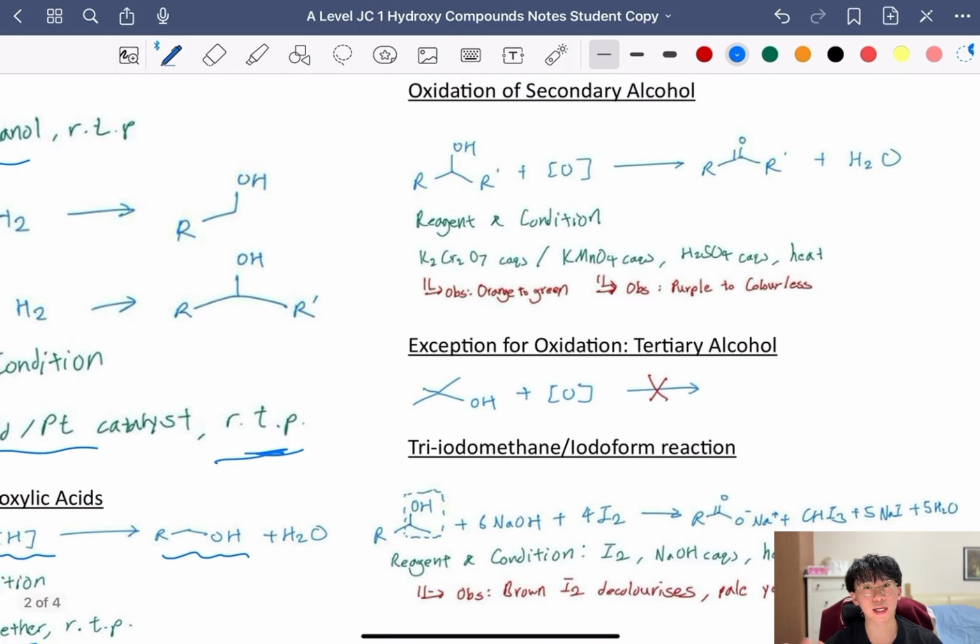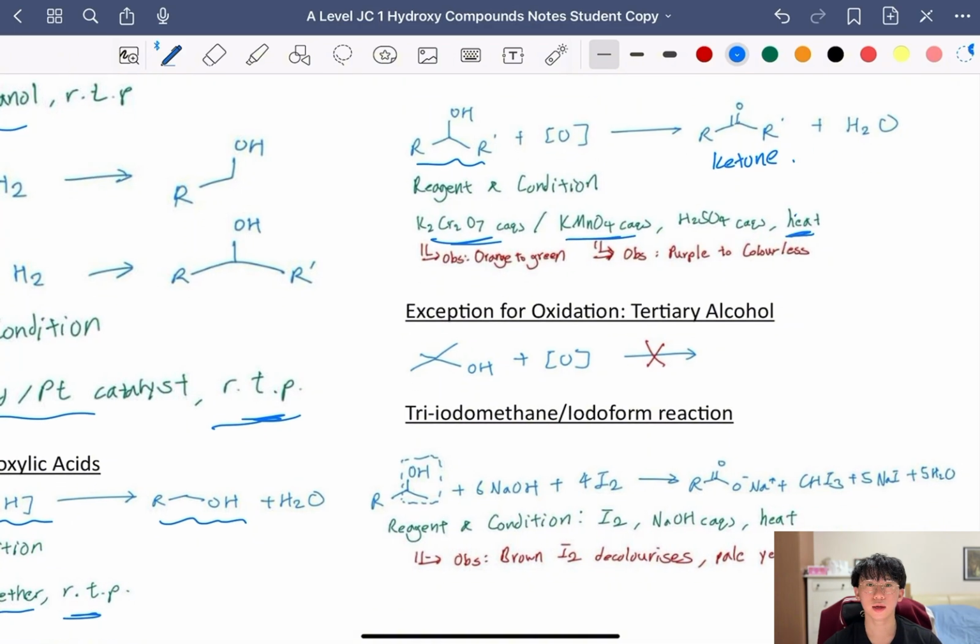You can also have oxidation of your secondary alcohols, but these will turn into a ketone instead. Again, using the same reagents and conditions, which is your dichromate(VI) or your KMnO4, because these are your oxidizing agents, and you must heat. An exception for oxidation of your alcohols is when you're using a tertiary alcohol. Do take note that it cannot be oxidized.